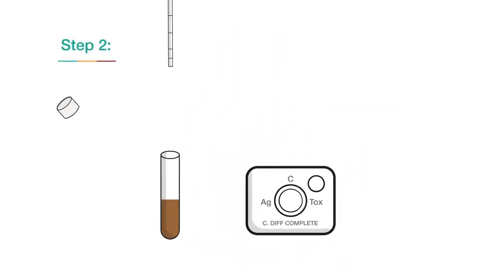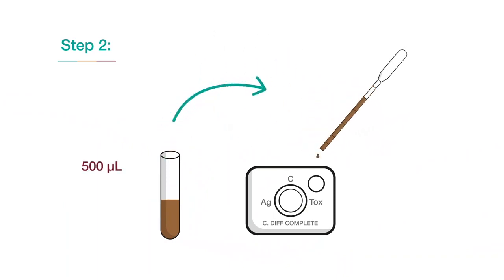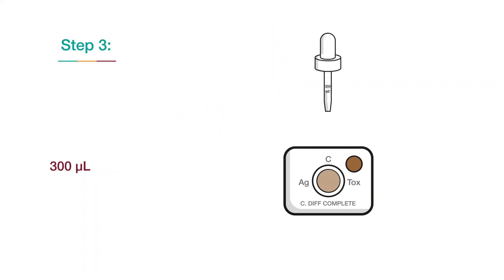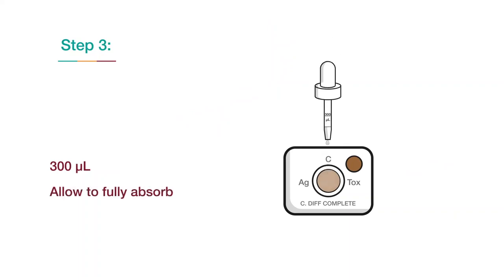Using a new graduated transfer pipette, transfer 500 microliters of the diluted specimen to the small sample well on the Quick Check device. Incubate for 15 minutes at room temperature. Add 300 microliters wash buffer to the large reaction window on the Quick Check device.